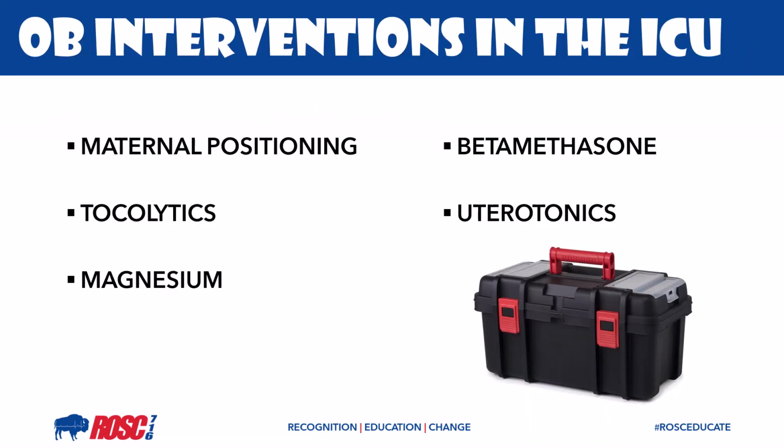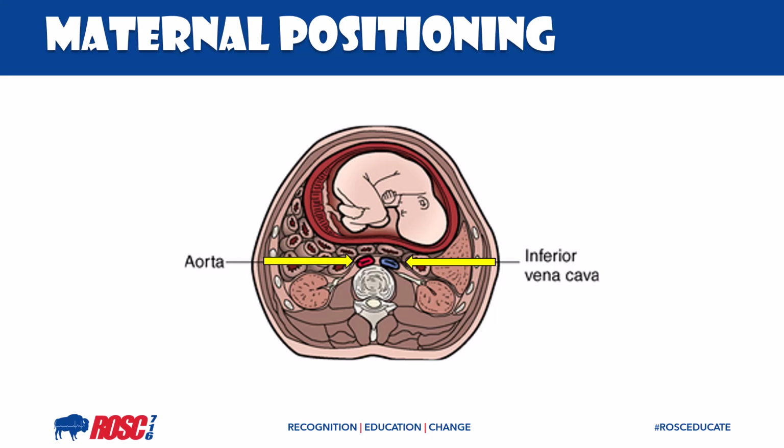Now I'd like to discuss some common tools, common interventions that we see frequently in the ICU when treating a critically ill obstetric patient. We're going to briefly discuss maternal positioning, tocolytics, magnesium, betamethasone, and uterotonics. First, I'd like to discuss maternal positioning.